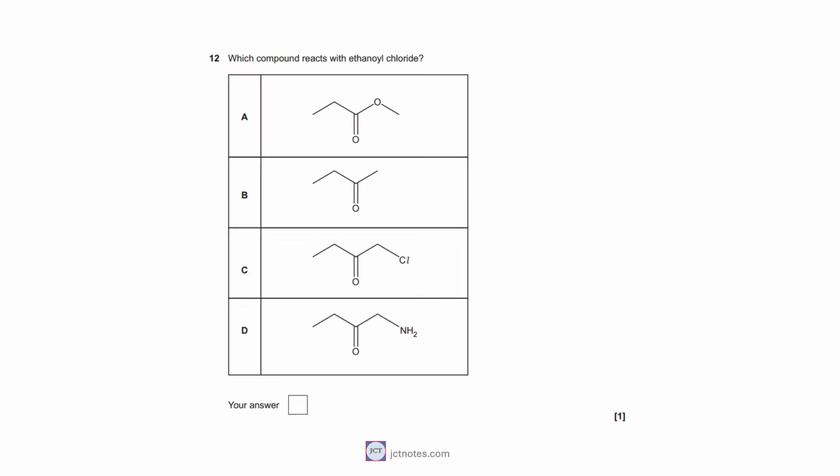In question 12, we are asked to identify the compound, from the four given, that reacts with ethanoyl chloride. Ethanoyl chloride, like other acyl chlorides, reacts with water, ammonia, primary amines, and alcohols. Among the four given compounds, only option D falls into one of these reactive categories, as it is an amine.